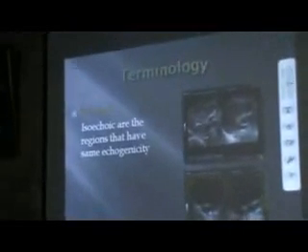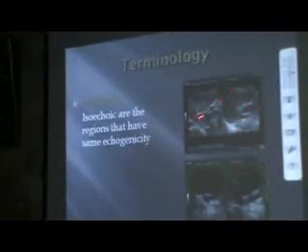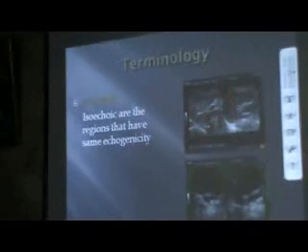And when two tissues or two organs are of the same echogenicity, we label them isoechoic. The regions that have the same echogenicity as the liver and the spleen, most of the time they are isoechoic to each other.